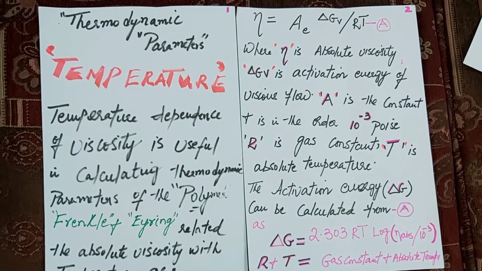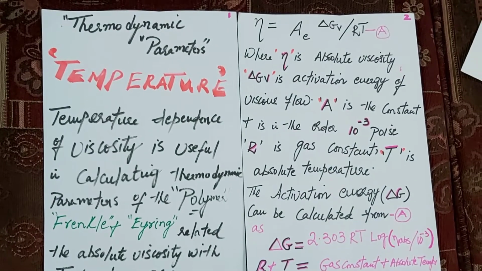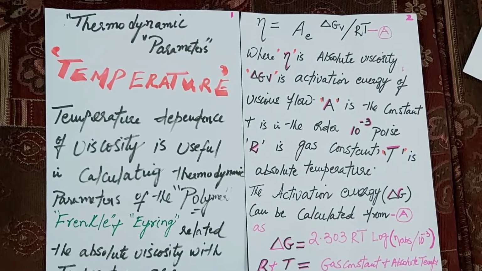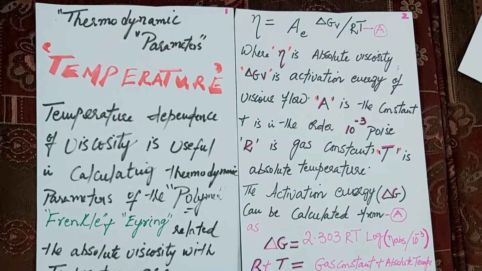What are thermodynamic parameters? The thermodynamic parameters of polymer solutions are characteristics of behavior of polymer towards solvent, which are the functions of concentration and temperature.